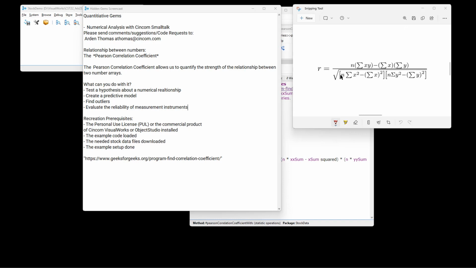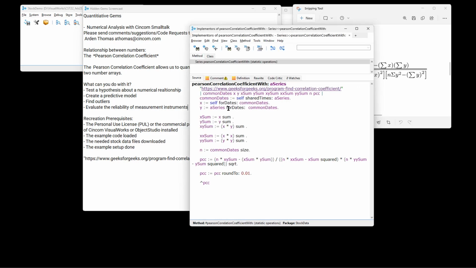So right here is the formula for the Pearson Correlation Coefficient. So, for example, n times the sum of xy. And here is how I wrote it in Cincom Smalltalk.